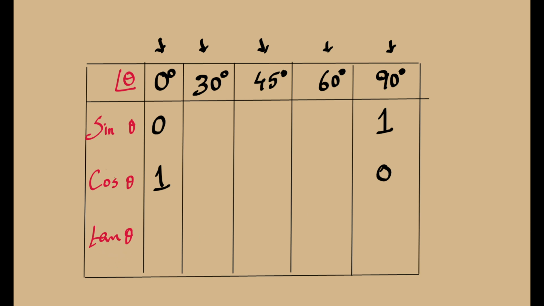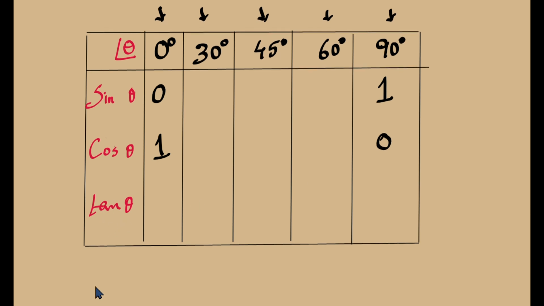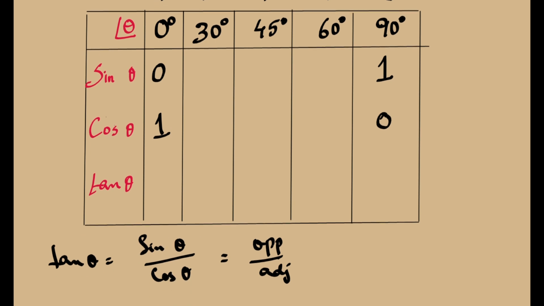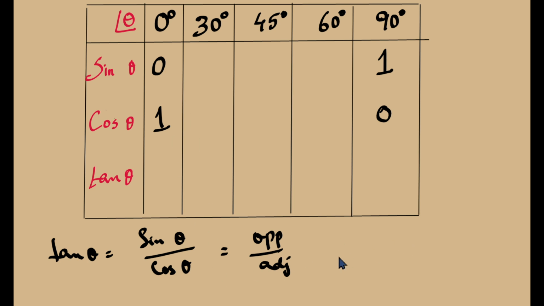But look at tan theta. How is tan theta defined? Tan theta is equal to sine by cos, isn't it? Tangent of theta is equal to sine theta by cos theta, because we define tan theta as the length of the opposite side by the adjacent side. So it takes the value of sine theta by cos theta. So let's find what happens to tan 0 degrees.